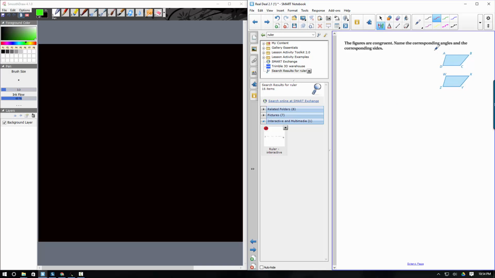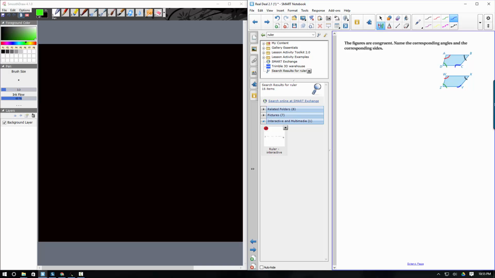So now we have to go through here and name the corresponding angles and the corresponding sides. So if I look here, the corresponding angle on this one here would be W. If I look at B, that corresponds to X. If I look at Z, that corresponds to D. And then finally, C corresponds to Y. Now it asks for side lengths as well.